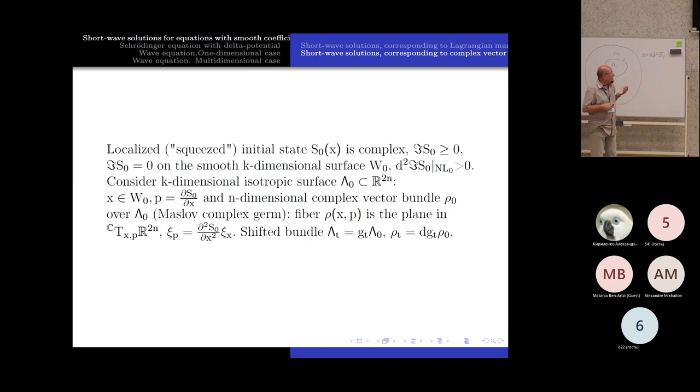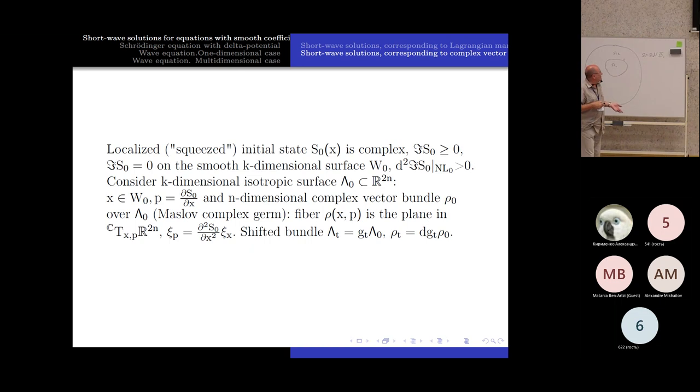Now, how to construct asymptotics? Again, we have to first construct some geometrical object. The geometrical object in this case has the following form. We have to consider this surface W naught, and we have to consider the corresponding isotropic surface in R^2n. So the surface is defined by these equations, where X is a point of W naught. It is a k-dimensional isotropic surface. And then we have to construct an n-dimensional complex vector bundle over this surface. The fibers of this vector bundle are defined by this equation. They are defined by the second differential of the initial phase. So we have a complex vector bundle over a real k-dimensional surface.